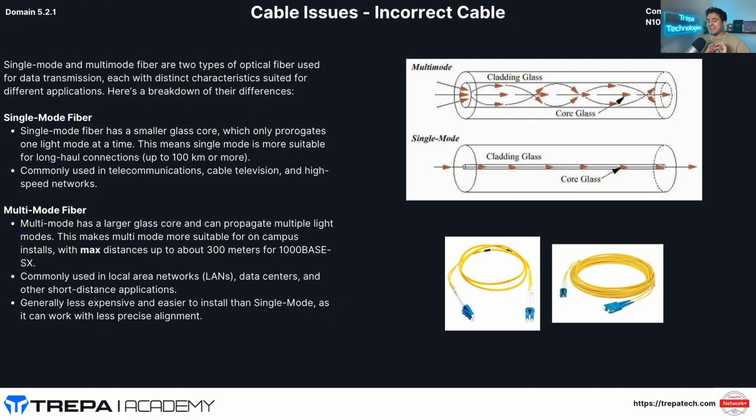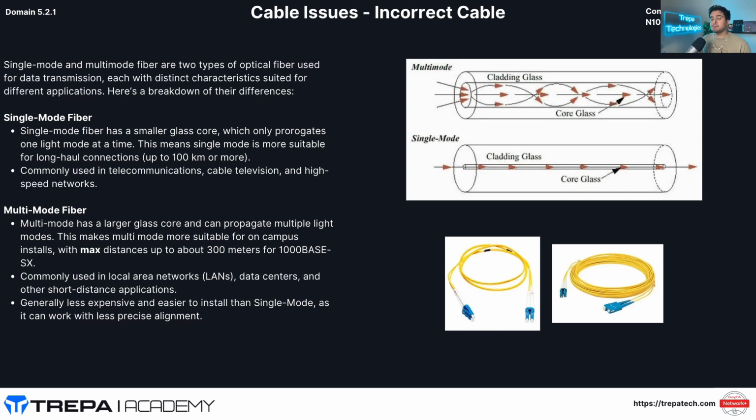And then, of course, we have that cladding around it. We have the cladding around it that's going to protect our glass core. This leads us to about 120 microns for both multi-mode and single mode. Now, you may be wondering, well, how do we know the difference? Typically, single mode is going to be yellow.